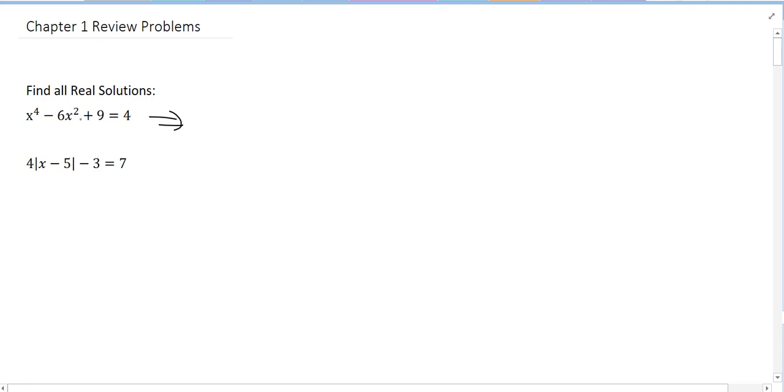We're going to try factoring, but always, right, this is not a linear equation. The degree is higher than 1. So the first thing is set equal to 0. So when you set it equal to 0, that means we're going to subtract 4 from both sides. And so when we do that, what do we get? We're going to have x to the fourth minus 6x squared plus 5 equals 0.